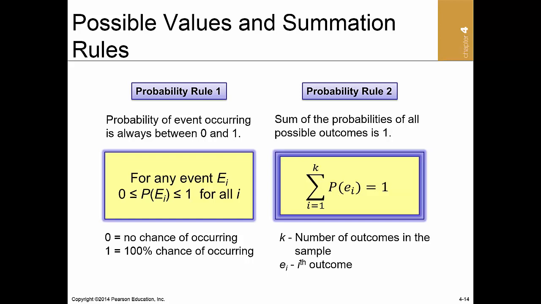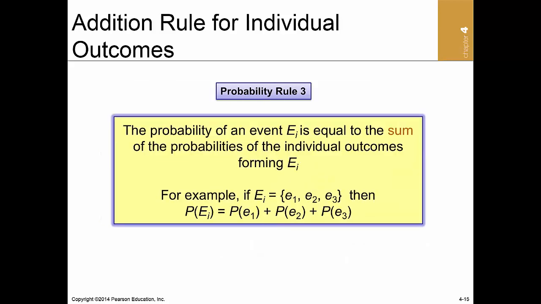All possible outcomes associated with an experiment form the sample space. Therefore, the sum of the probabilities of all possible outcomes is 1, as shown by probability rule 2. If a single event is composed of two or more individual outcomes, then the probability of an event is found by summing the probabilities of the individual outcomes.